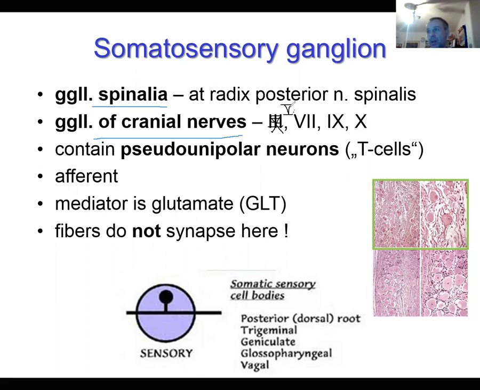So these 4. And altogether, the spinal ganglia and the ganglia of cranial nerves contain the T cells. Glutamate is the neurotransmitter, and fibers here do not synapse. These ganglia only contain nerve cell bodies forming these pseudounipolar neurons, with the peripheral and central process. So that's a somatosensory ganglion.